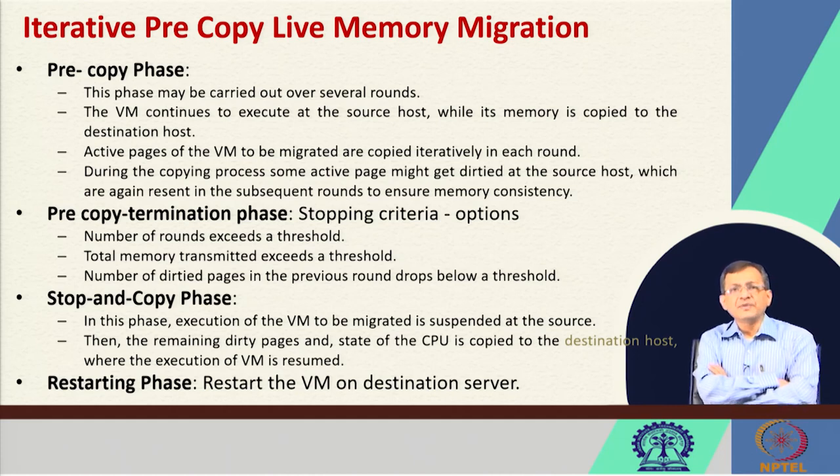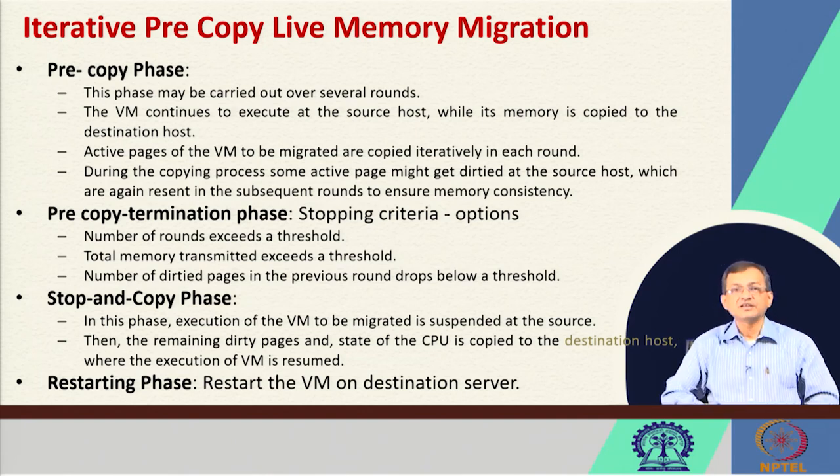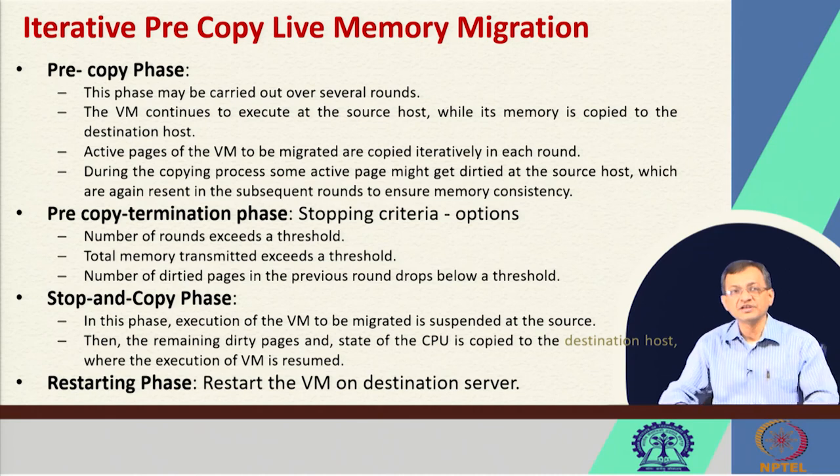In iterative pre-copy live migration, this phase may be carried out over several rounds, as we were discussing. The VM continues to execute at the source while its memory is copied to the destination. Active pages of the VM to be migrated are copied iteratively at each round. During the copying process, some active pages might be dirtied, as we discussed, at the source host, which are again resent in the subsequent round.